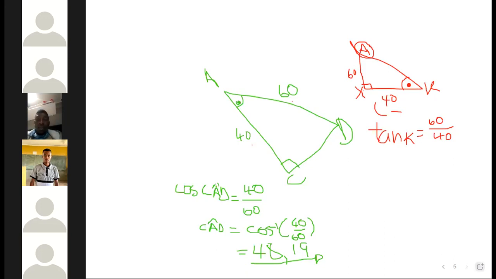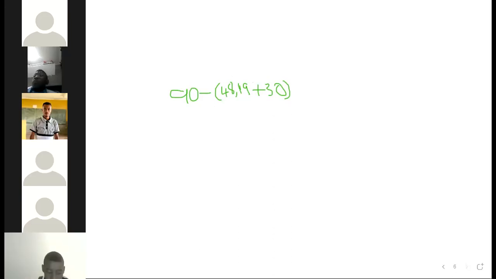So we're gonna say 90 degrees minus 48.19 plus 30. We're looking at this angle right here, isn't it? And then what I can say is from here, I can get this angle.